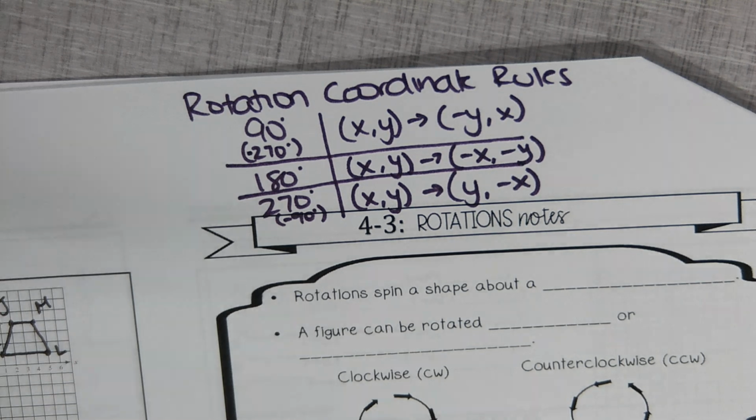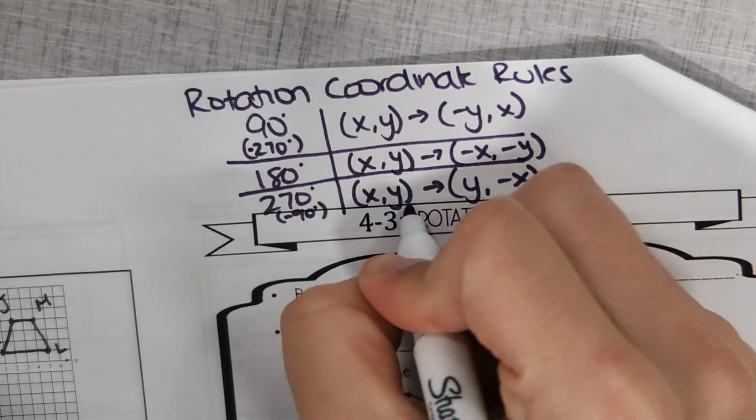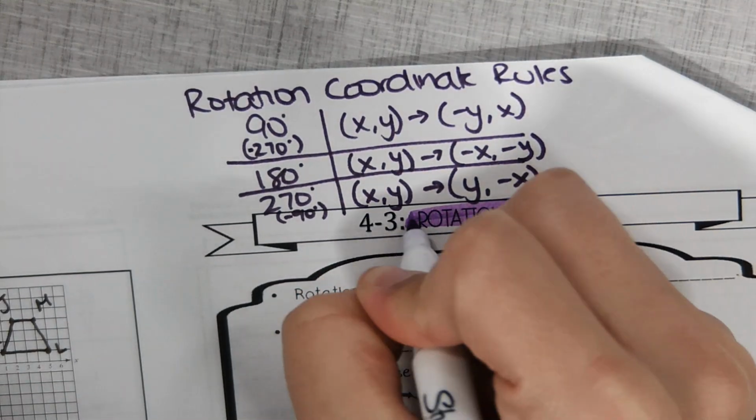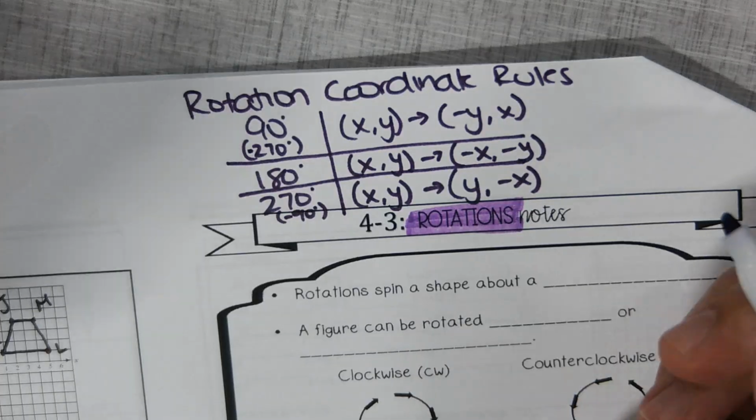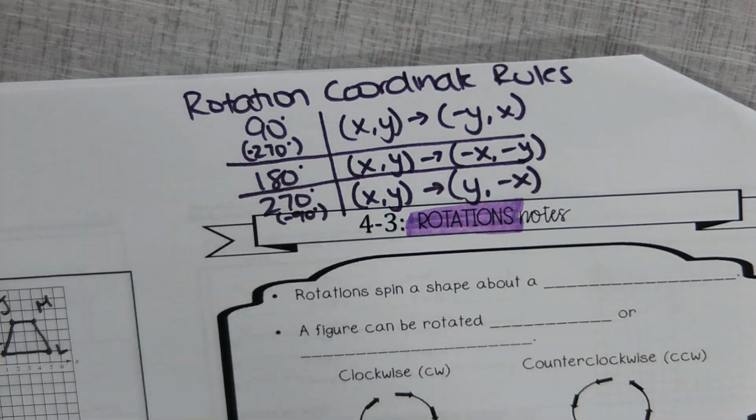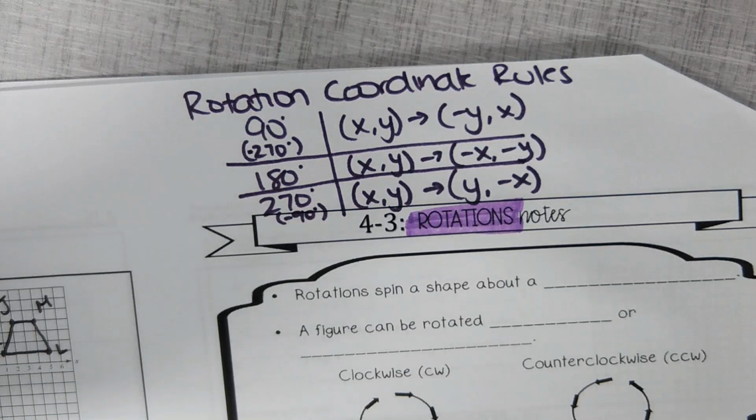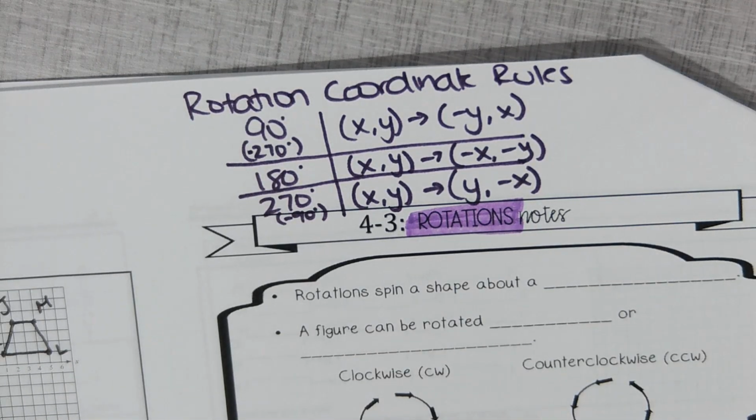So what you just wrote down are the rotation coordinate rules. This lesson's all about rotation, so turning shapes. I will show you how to do it visually, but the rotation rules are also really helpful when figuring it out with the coordinates. So we'll be using this as well, and now you have it written down. I also have it on the board as a reference.